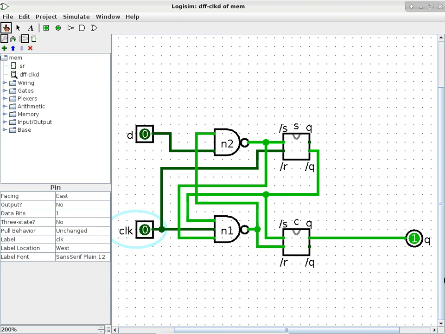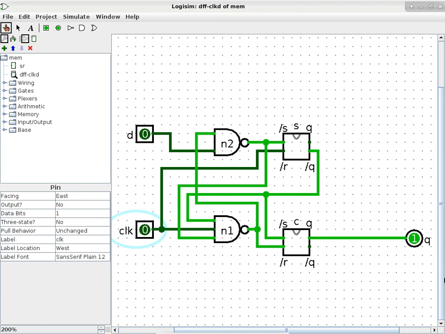I'm just tracking down the wiring to see if there is anything else I can know for sure. Okay, there's one more thing I know for sure. The clock line is also directly connected to the /R of the SR latch. Because of that, when the clock line is low, we also know that the SR latch is guaranteed to output a 0.